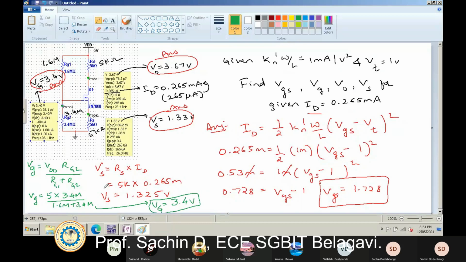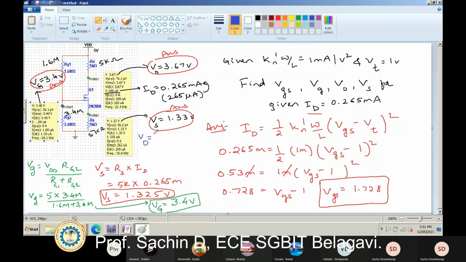Now check the answers. Now what is left to find? VD, no? Now find it for VD. I don't have space on this page now, or else I need to use another page. Okay, in the small space I'll write it. I'll use another color, blue. So VD, I'm going to find here.